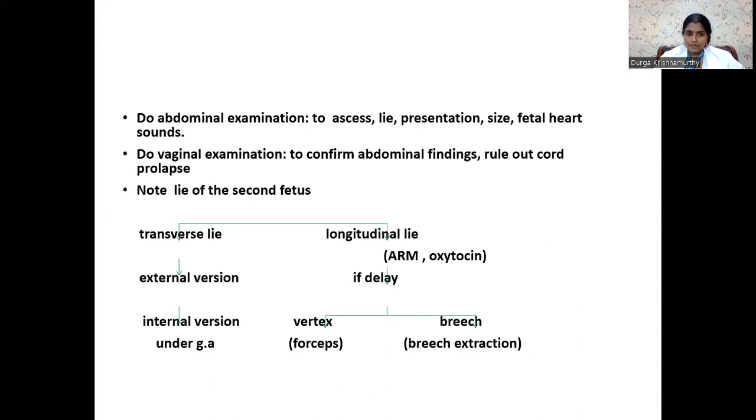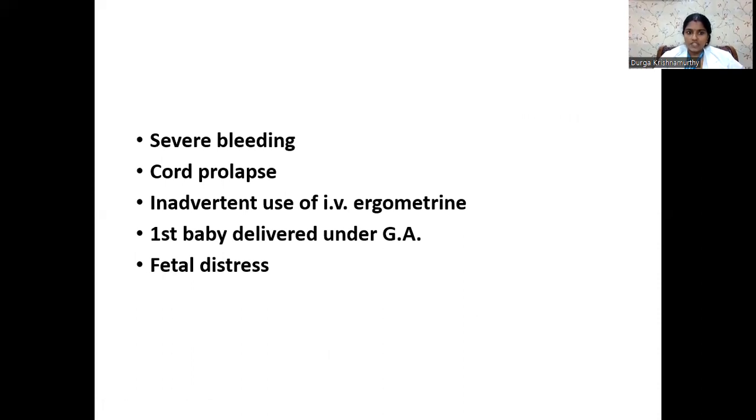After the delivery of the first baby, always assess the lie and presentation of the second baby. Do a vaginal examination to confirm abdominal findings and rule out cord prolapse. If the second fetus is a transverse lie, we can go for external version or internal podalic version under general anesthesia in OT, or you can go in for a direct cesarean section also. And if it is a longitudinal lie, do an ARM and try to deliver by vertex or breech extraction. Complications of severe bleeding and cord prolapse are there.